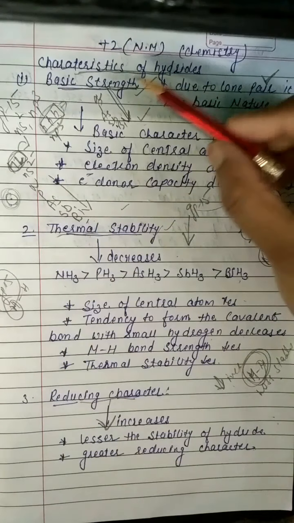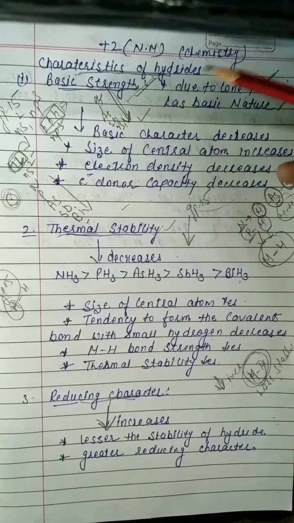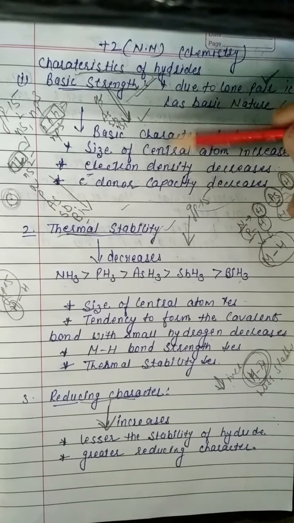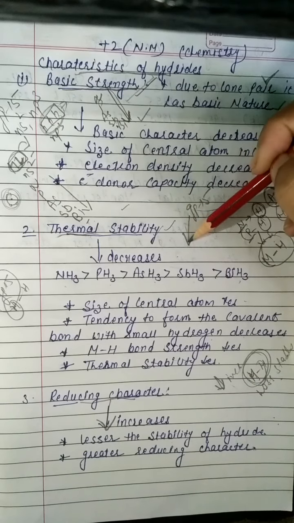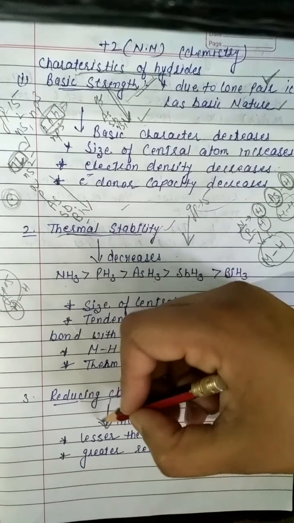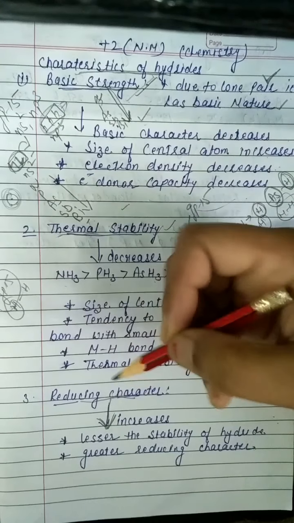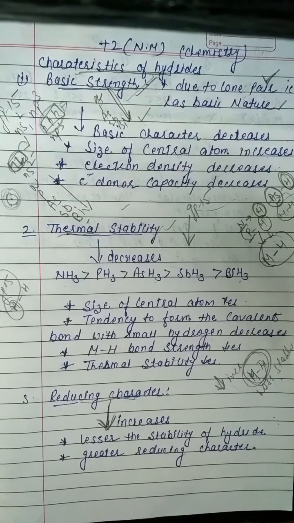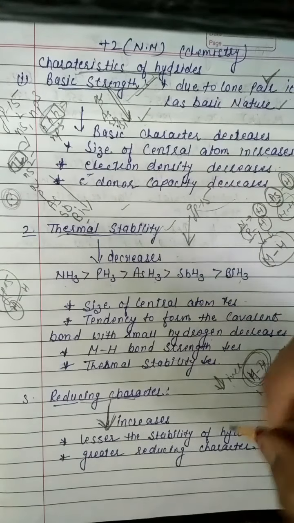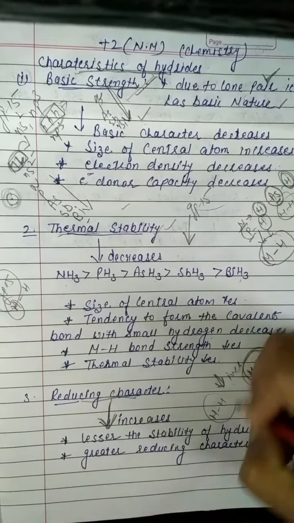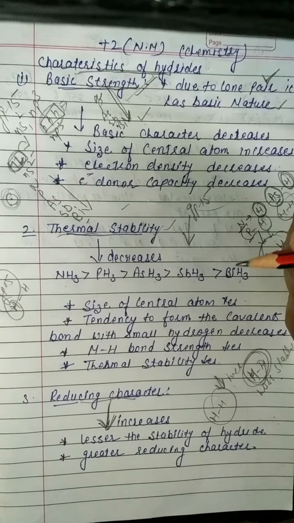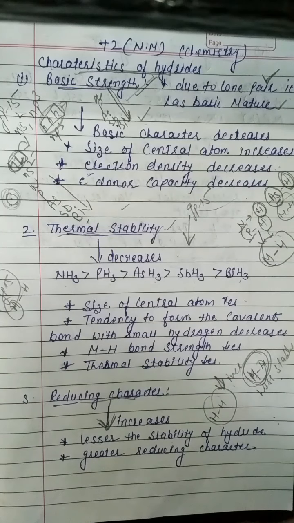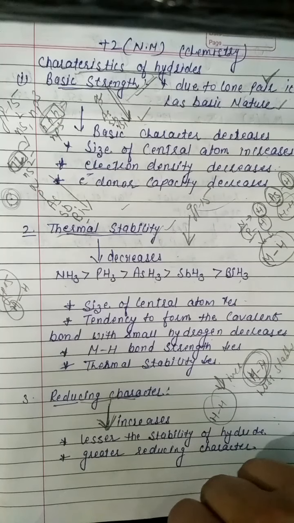Clear? Firstly, we have discussed basic strength. Basic strength decreases down the group. Second one is thermal stability. Thermal stability also decreases down the group. But the reducing character increases down the group. That is due to the lesser stability of the hydrogen M-H bond. The M-H bond is less stable, so that's why they have a greater tendency to reduce, the reducing character.